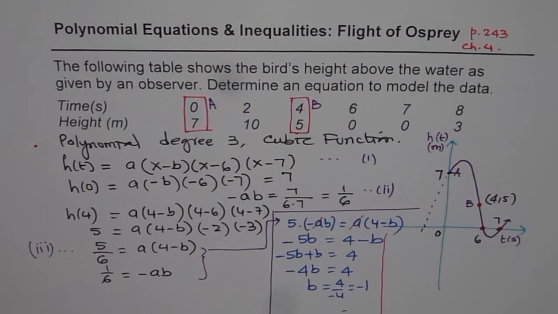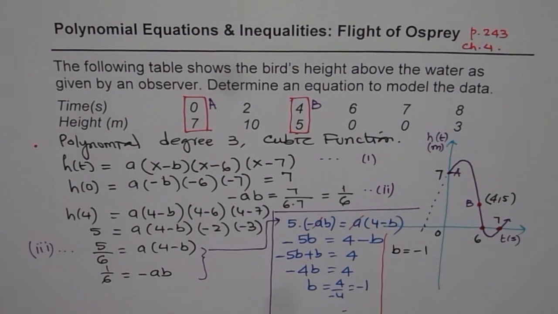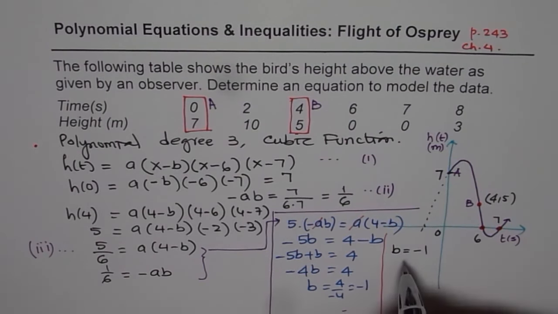Let me use another color. Let me use black itself. B equals to minus 1. And we already know minus AB is 1 over 6. So I'll use this equation. So I'll put B as minus 1 here. So I have 1 over 6 equals to minus A times minus 1.